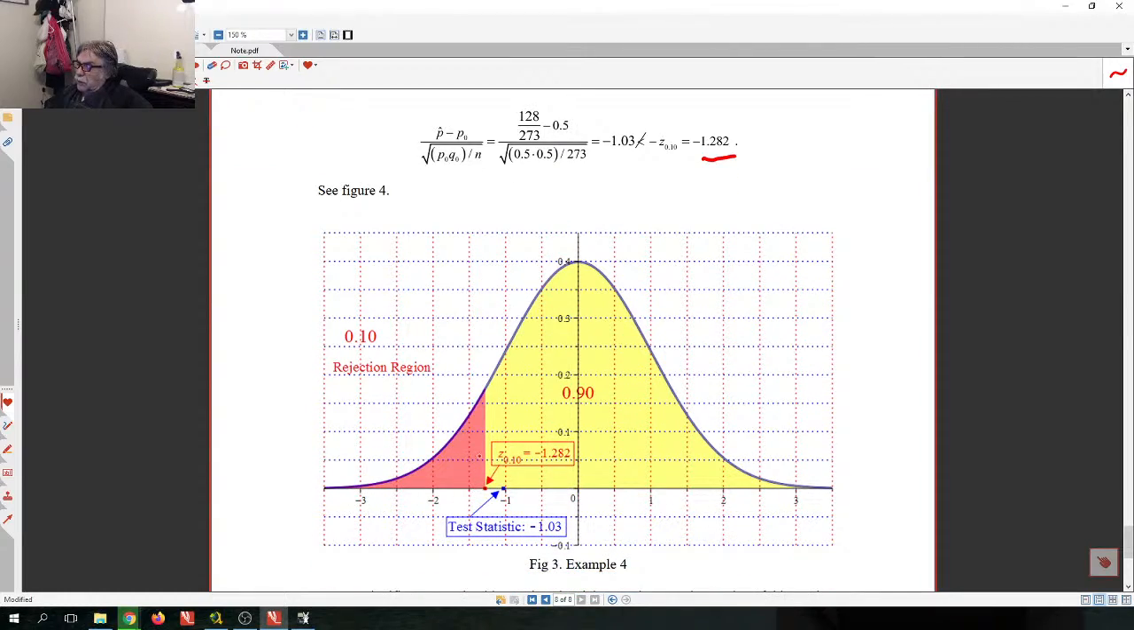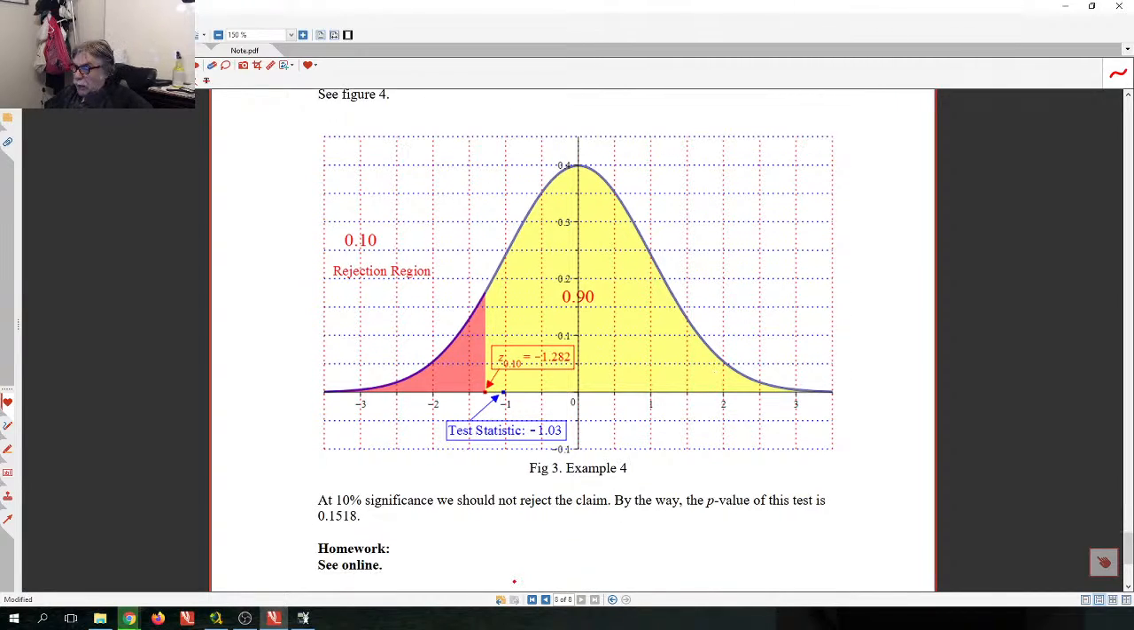Right, left tail. So I'm looking for a left tail that has 10%. So this is the 10% Z table. That is up to negative 1.282. Okay. This guy that I calculate turns out to be negative 1.03. It's here. It's low. This value didn't go into the left tail. It's not in the left tail, which means I cannot reject the null hypothesis. That's it. At a 10% significance, I cannot.